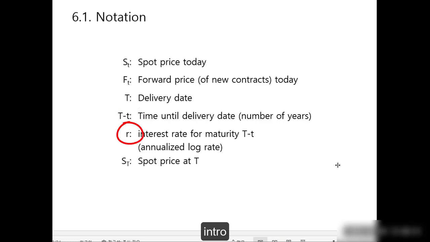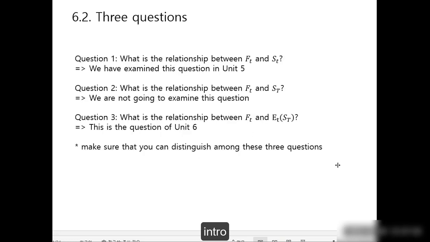And interest rate, which may change over time. So if necessary, we will add a time subscript. But in a simple example, we'll assume that the interest rate is constant. So then we don't need to use a time subscript. And anyway, unless there are some other specific notes, we are thinking of annualized log rates as in the previous example. And the spot price at time capital T is S_T. So these are the notation that we will use.